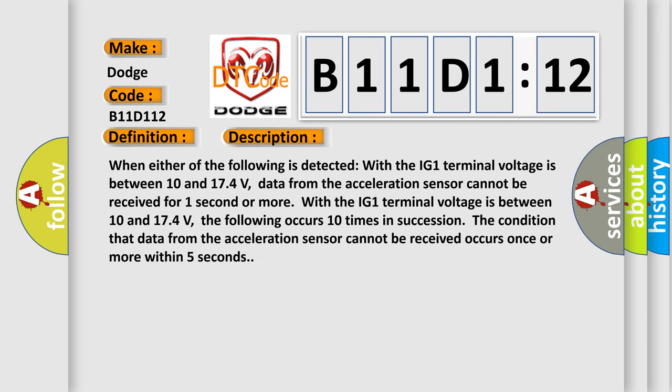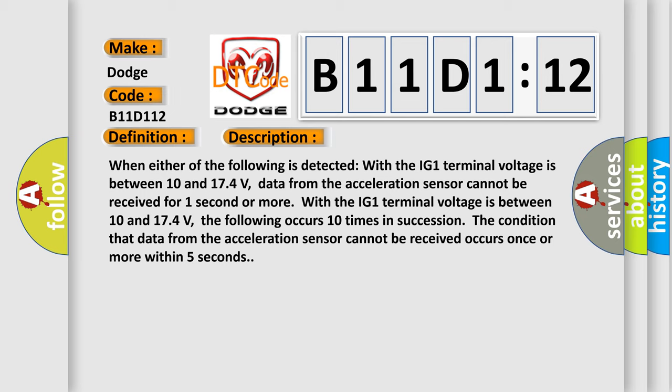When either of the following is detected with the IG1 terminal voltage between 10 and 17.4 volts: data from the acceleration sensor cannot be received for 1 second or more with the IG1 terminal voltage between 10 and 17.4 volts, the following occurs 10 times in succession. The condition that data from the acceleration sensor cannot be received occurs once or more within 5 seconds.